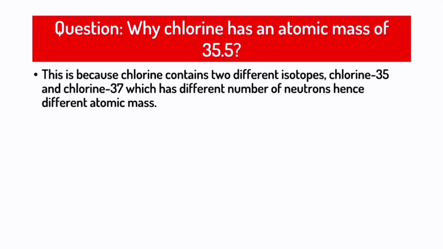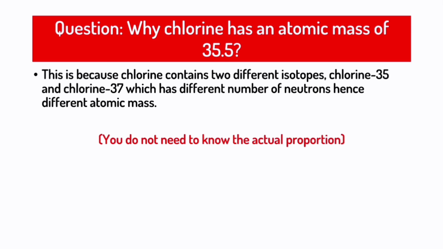So if I'm a teacher and they are evil enough, they will give you this question in your exam. Why chlorine has a relative atomic mass of 35.5? If you see this question in your exam, you do not need to panic. You just need to write this in your answer. This is because chlorine has 2 different isotopes, chlorine 35 and chlorine 37, which have different number of neutrons, hence different atomic mass. You do not need to remember the actual proportion.